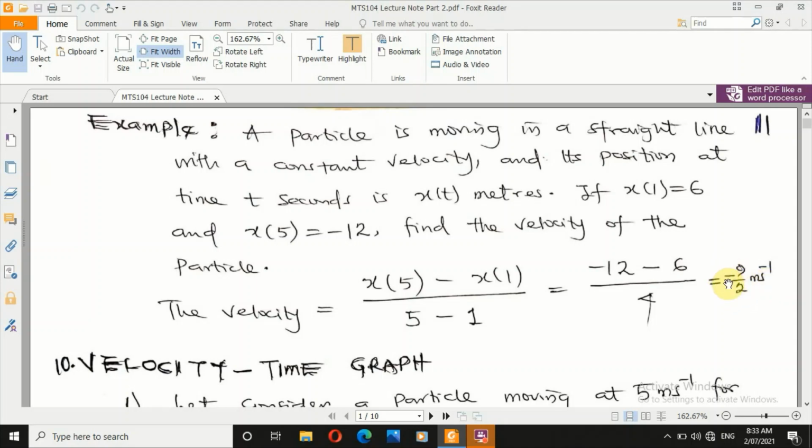And you can see here that we have a negative. Why do we have a negative here? Because we have a negative position, that is minus 12, which means that the object actually moves from the center to the left hand side. So with this example, you can see that the velocity is minus 9 over 2 meters per second. Please take note of the unit. Always take note of the unit.